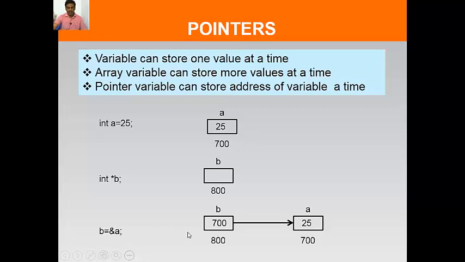So B equal to &A, that address of A, 700, is assigned to B. That 800 is the address of B. B's address is 800. So here we assign the address of A to B. That 700 is assigned to B. So this is a pointer variable. At the time of declaration, if we put a star before the variable, that variable is called a pointer variable.